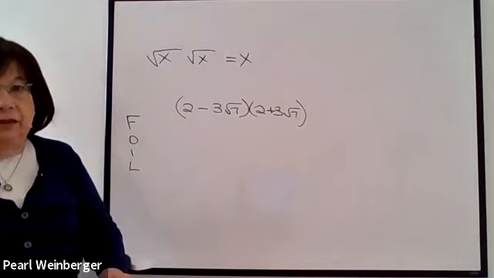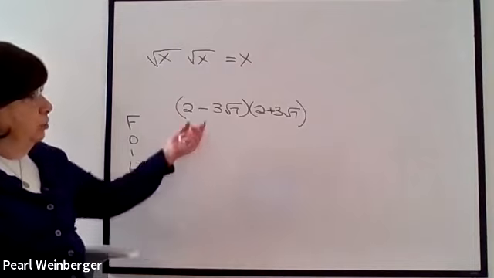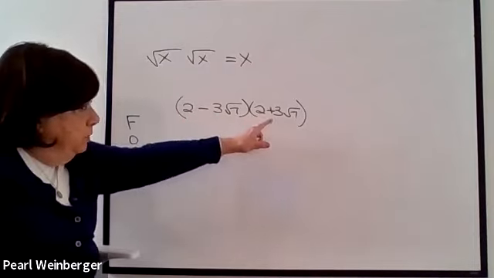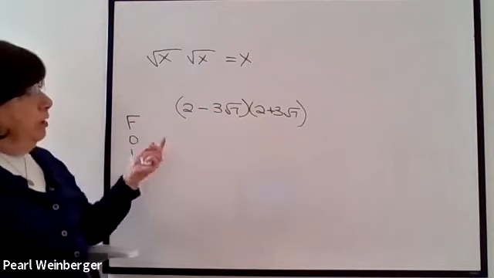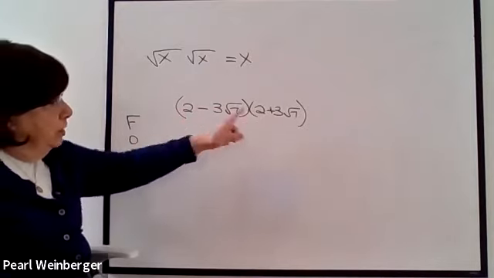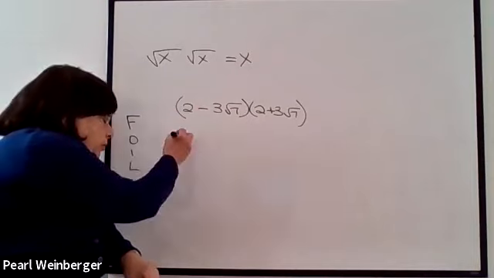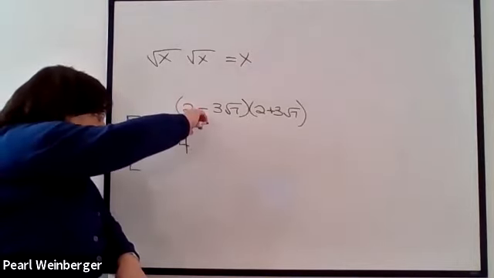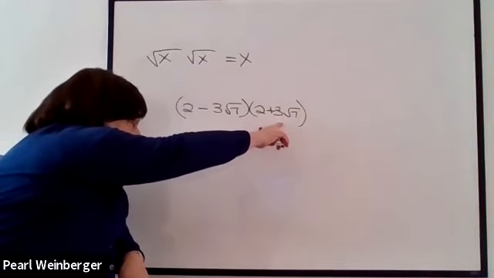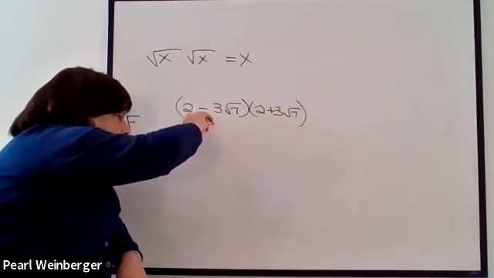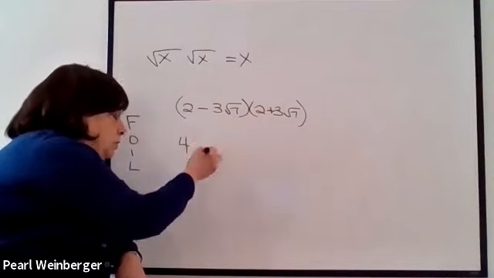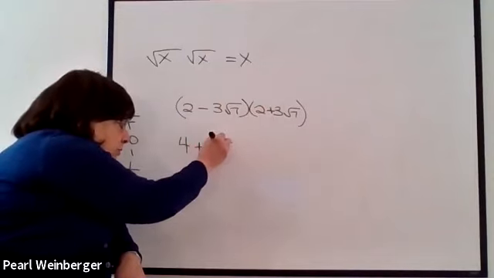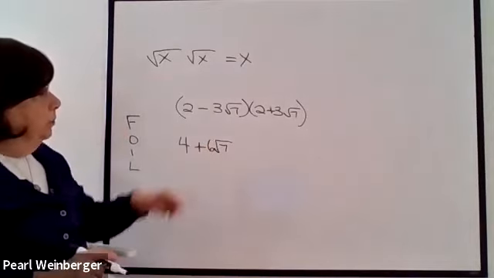Okay, let's work on this together. Again, it's 2 terms. This has a minus in between them, this has a plus. So let's do the FOIL. First, 2 times 2 is 4. Outer, the positive 2 times the 3 radical 7. So I multiply the 2 times the 3, those numbers are outside, that gives me 6, and I just bring the radical 7 along with it.